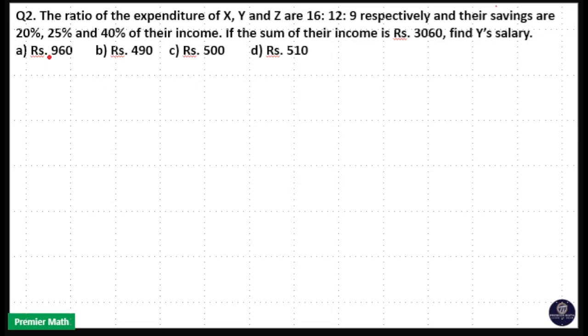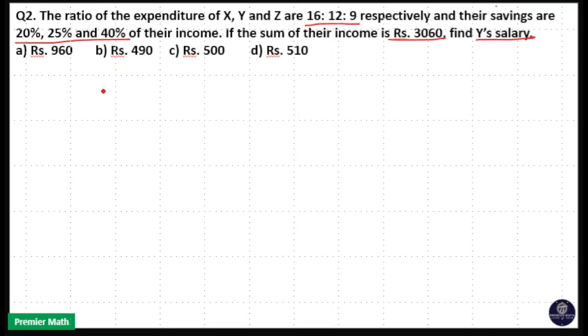Next is question number 2. The ratio of expenditure of X, Y and Z are 16:12:9 and their savings are 20%, 25% and 40% of their income. If the sum of their income is rupees 3060, find Y's salary.